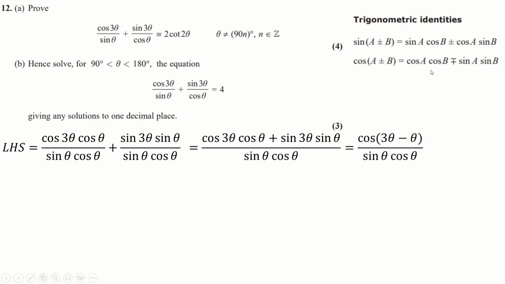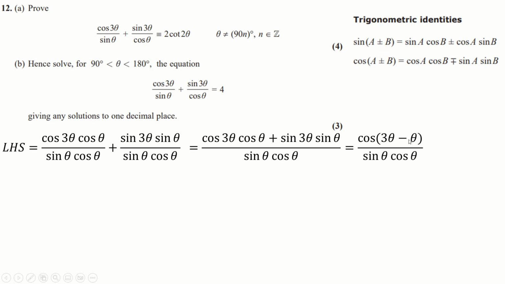I'm just using this rule backwards, right? Imagine applying this rule to this here. We'd get cos of, so a is 3 theta, and then b would be theta, and then you've got a minus in here, so we use a plus here, and then 3 theta and then theta, and that's exactly what you get here. All right, so just applying that rule backwards, quite a difficult spot.